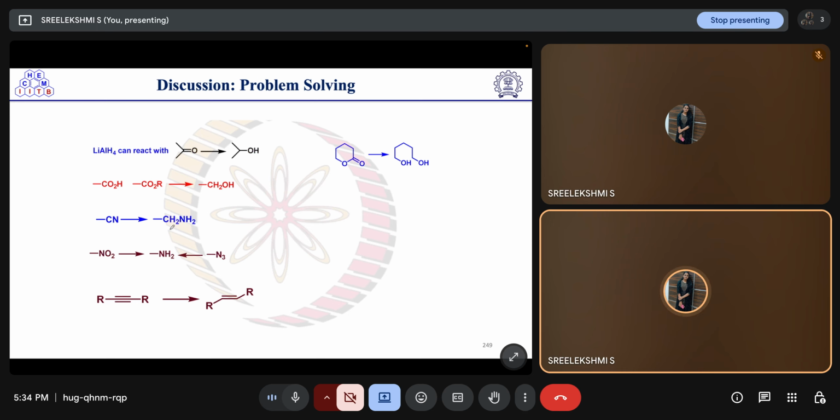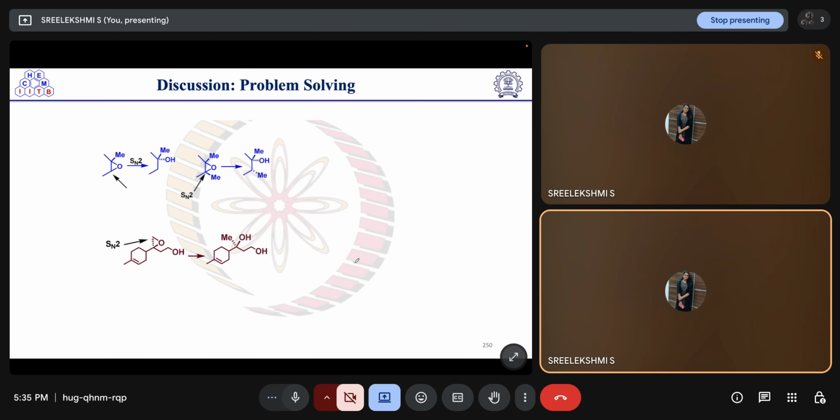Now, LAH can react with ketones to give the alcohol. It can react with acids or esters to give the alcohol. Then it can react with nitrile to give the corresponding amine, nitro to give amine, acid to give amine, alkynes to give the trans alkene. And even with lactones, it will give the completely reduced product, through the lactol intermediate; again the lactol will undergo reduction to give this diol compound.